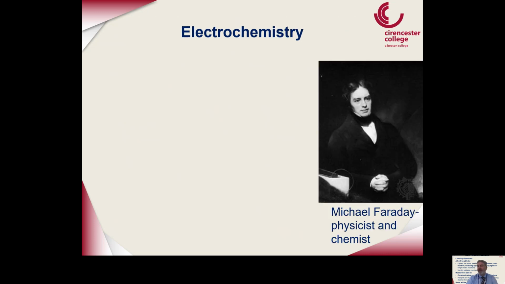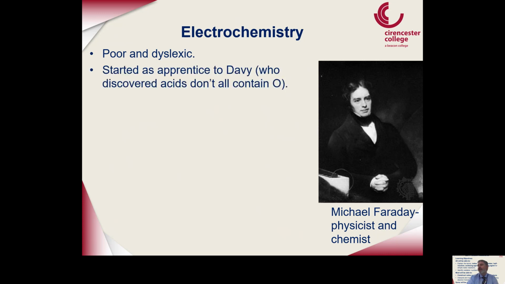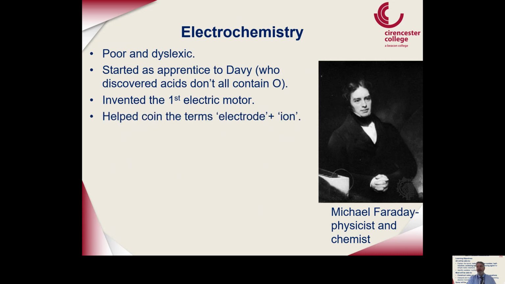So the father of electrochemistry is Michael Faraday, who has a nice museum in central London, and he had pretty humble beginnings. Okay, he was an apprentice to Humphrey Davy, okay, who discovered that acids don't all contain oxygen. And Faraday invented the first electric motor. He coined the terms electrode and ion.